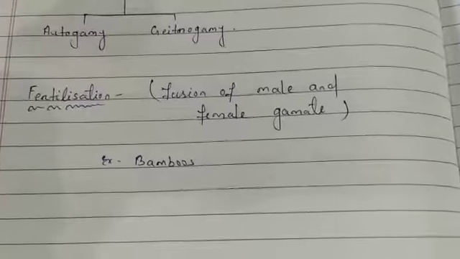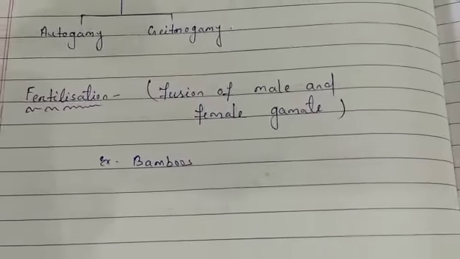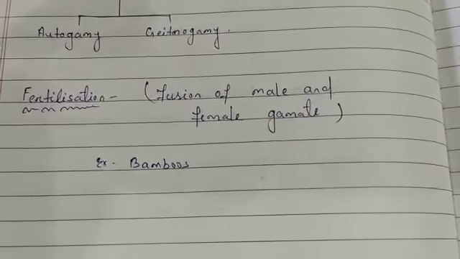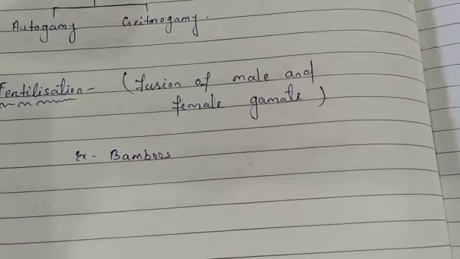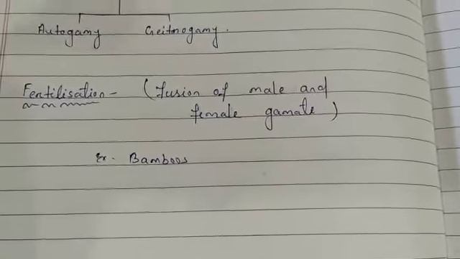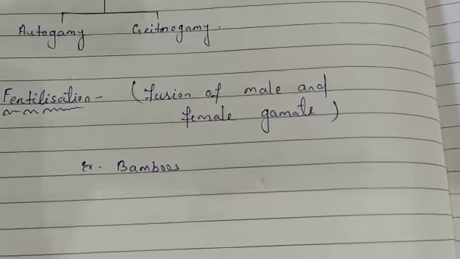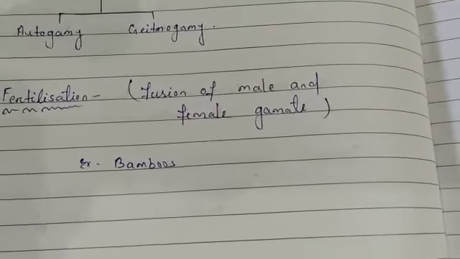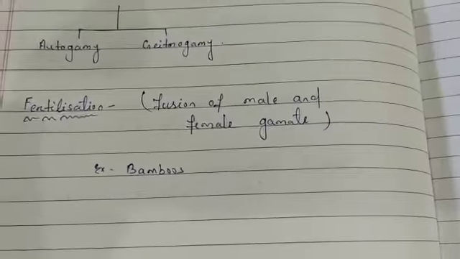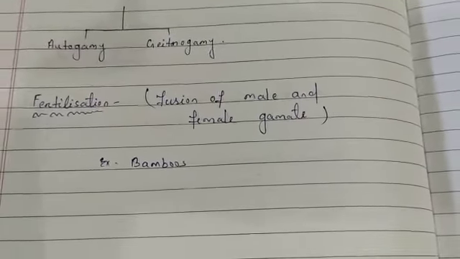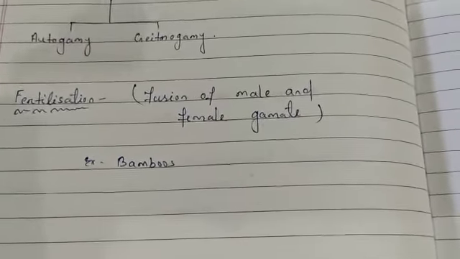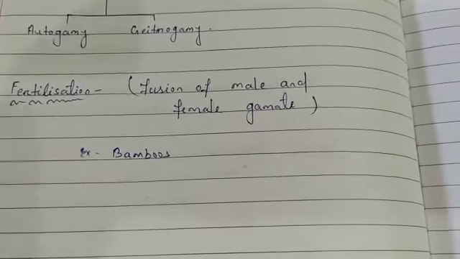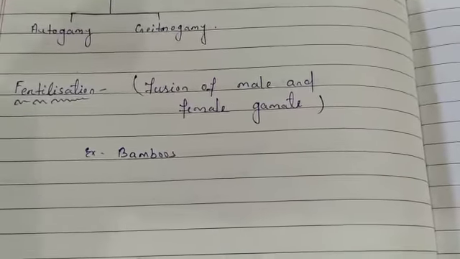If we take the example of bamboos, they produce flowers once every few years. And when they do, all flowers of the same species bloom at exactly the same time. So this is all about reproduction, and mostly how the flower plays an important role in the process of reproduction. So you read this much.